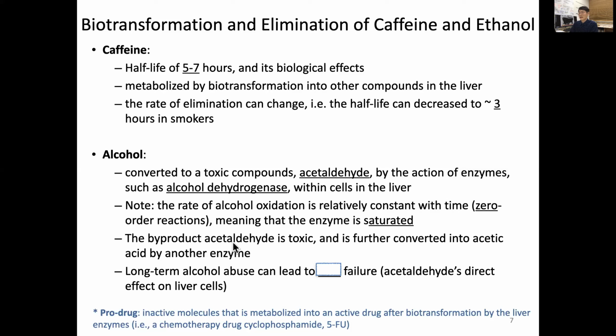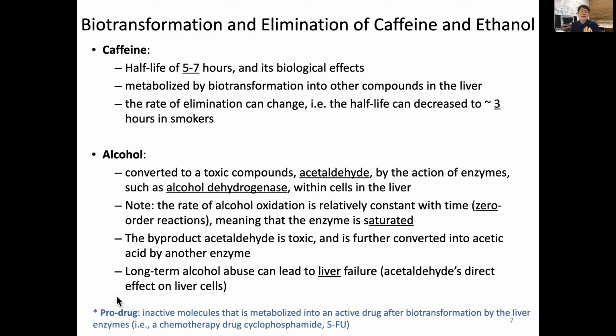The byproduct acetaldehyde is toxic and it's further converted into acetic acid by another enzyme. So you can see it's not a very good idea to have heavy drinking because you can accumulate this toxic product. Long-term alcohol abuse can lead to liver failure, okay? Because of acetaldehyde's direct effect on your cells. So this is a biotransformation from a chemical compound which may not be good for your body. So I brought another example of another way, the so-called prodrug.